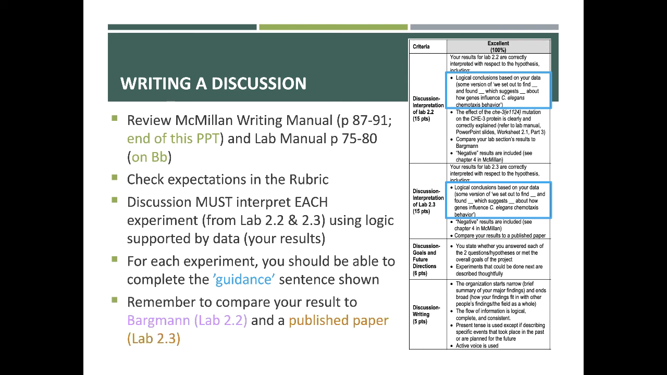The Bargman paper is also very important to include in your discussion, because that was the paper that first identified the chemotaxis indices in C. elegans, and it's the paper that you used for lab 2.2 and lab 2.3.